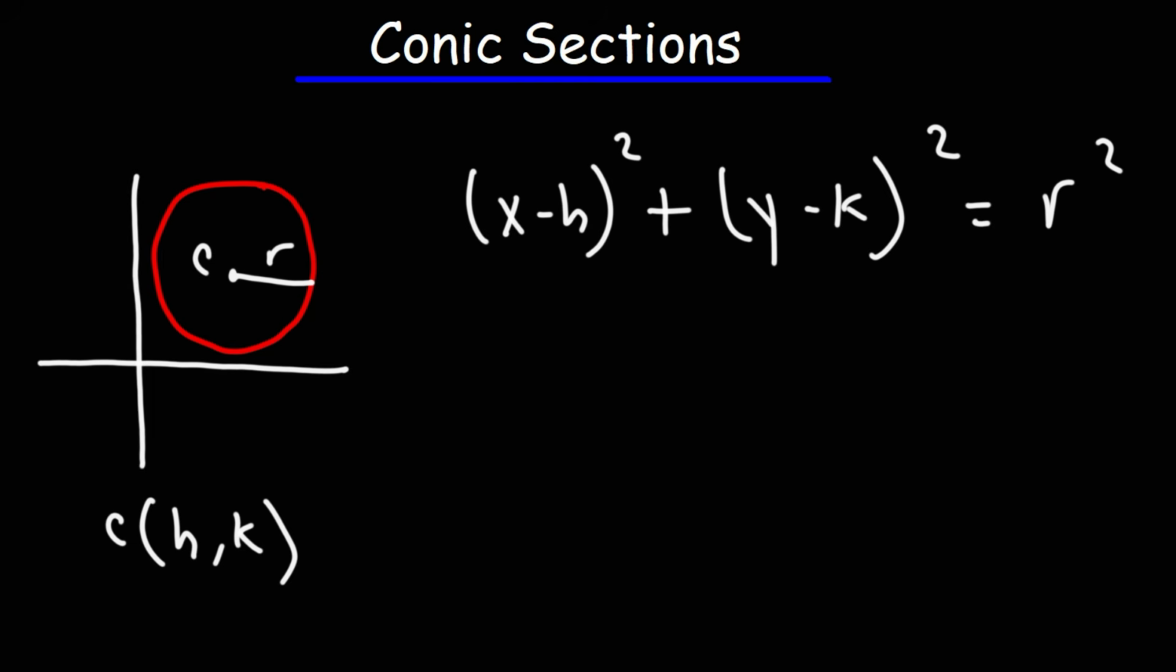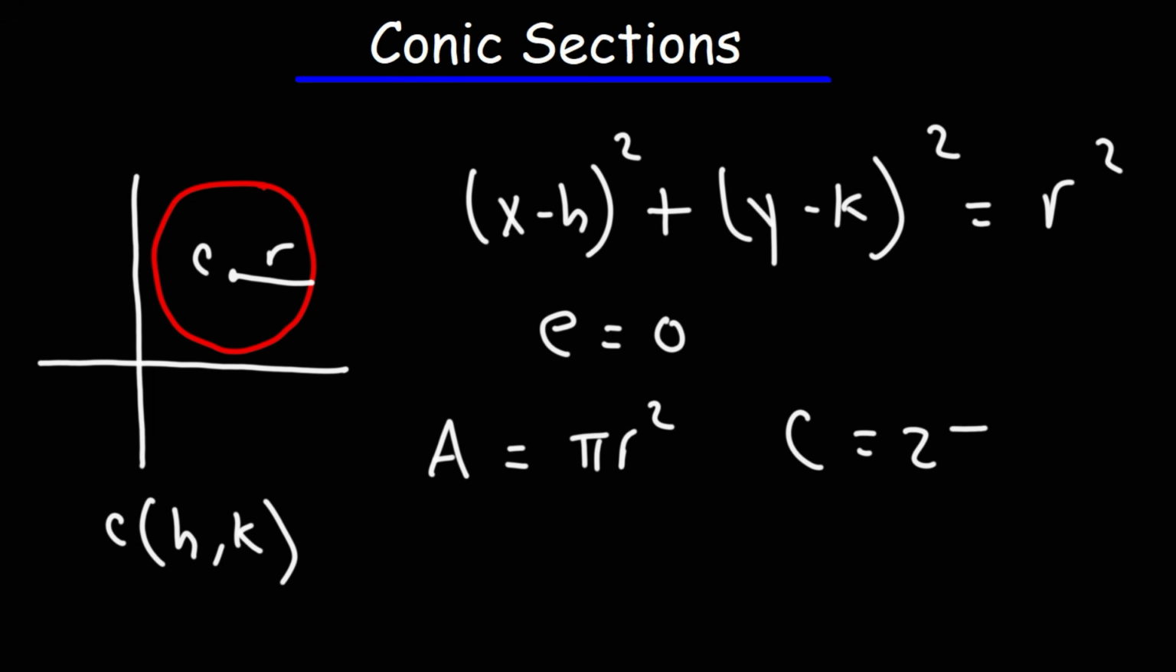and the radius r. Now, some other things you may want to know is that the eccentricity of a circle is 0. The area of a circle is pi r squared. The circumference is 2 pi r. And the diameter is 2 times the radius.